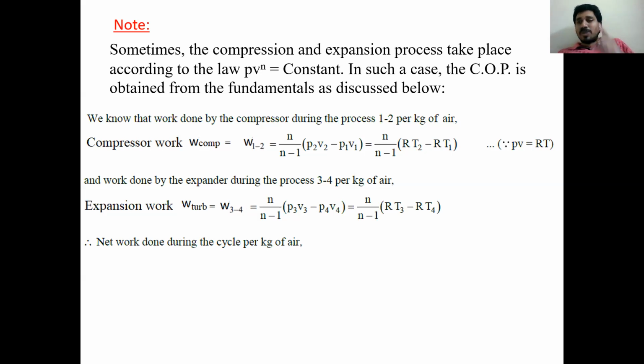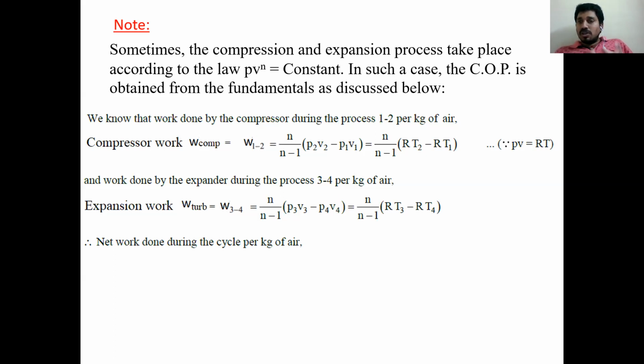So for compression work in an open system compressor, in thermodynamics we learned that it is N by N minus 1 times P2 V2 minus P1 V1. Compression work for an open system is N by N minus 1. If you go for an adiabatic process, instead of N we write gamma, gamma by gamma minus 1. Here we are following polytropic, hence N by N minus 1 times P2 V2 minus P1 V1. P2 V2 is at the end of compression, P1 V1 is at the beginning, before compression. Here V means specific volume, small v.